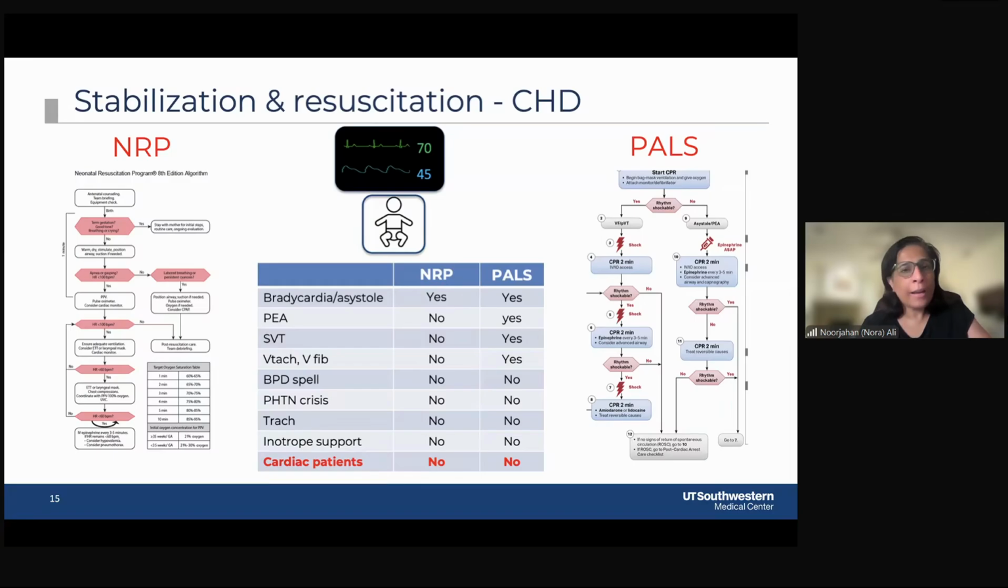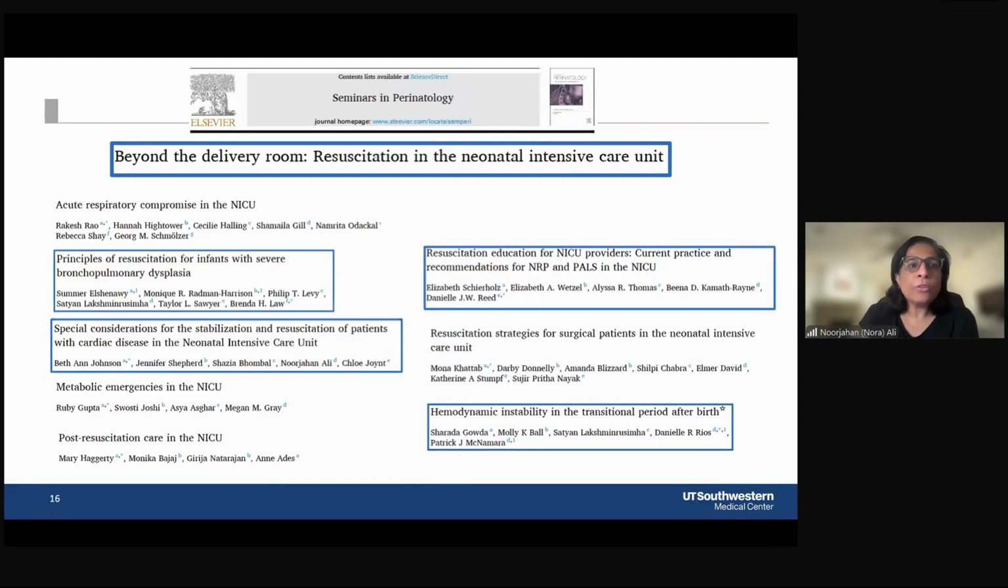Currently, there are absolutely no guidelines on when to, quote unquote, transition from NRP to PALS. That's my whole other interest. But regardless of whether you use NRP or PALS, there are huge gaps in both of them. Neither of them really covers cardiac patients. There are other things they don't cover either, but for our patient population, it doesn't matter which one you follow. For those specific cardiac babies, neither of them is going to cover it. So where do we go from here?